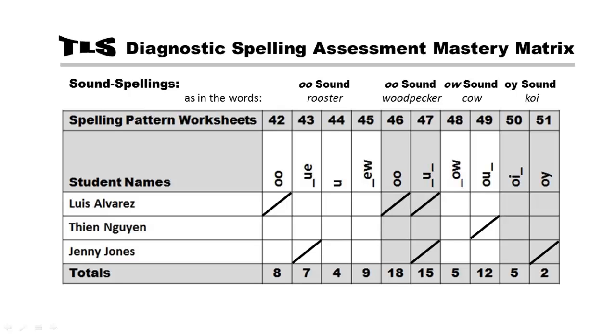Before beginning instruction, administer the TLS Diagnostic Spelling Assessment. This comprehensive spelling assessment, unlike other random sample qualitative spelling inventories, measures student mastery of the foundational kindergarten through 3rd grade sound spelling patterns. The 64-word spelling test is administered whole class and takes about 25 minutes to complete. Each of the 64 multisyllabic spelling test words corresponds to the spelling patterns worksheets.